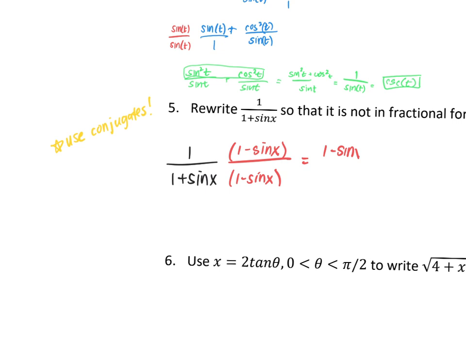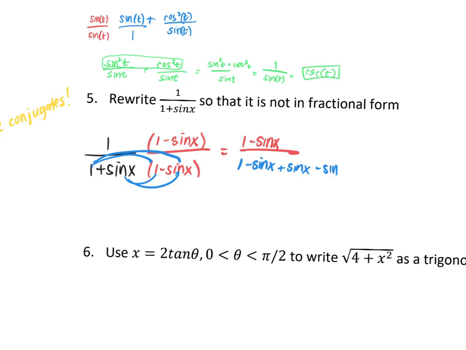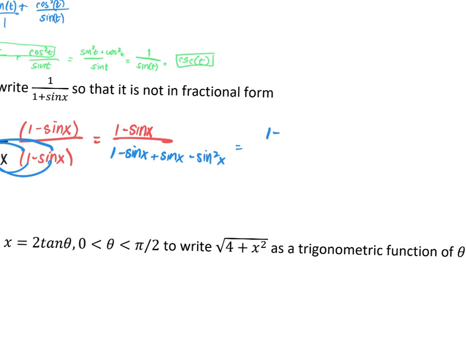So in the numerator, we have 1 minus sine x. In the denominator, let's multiply this out. 1 times 1, 1. 1 times negative sine. Sine times 1, sine. And sine times negative sine is negative sine squared x. Okay, let's clean this up. In the numerator, we still have 1 minus sine x. In the denominator, sine x minus sine x is 0, and we're left with 1 minus sine squared x.